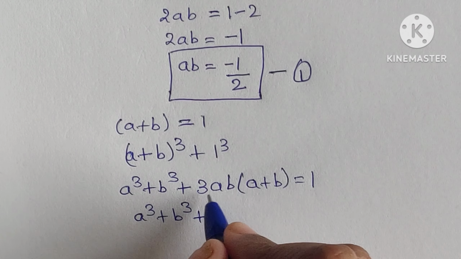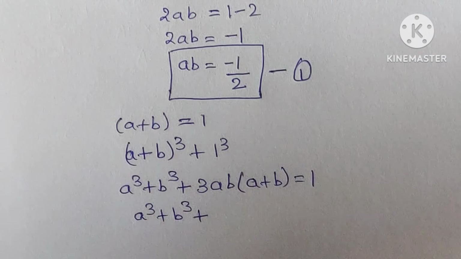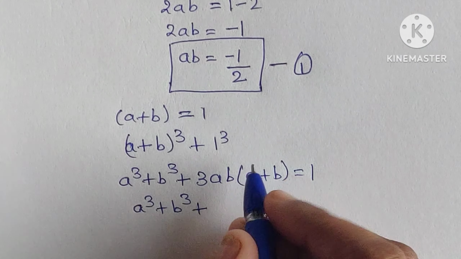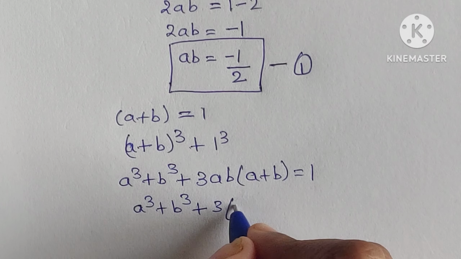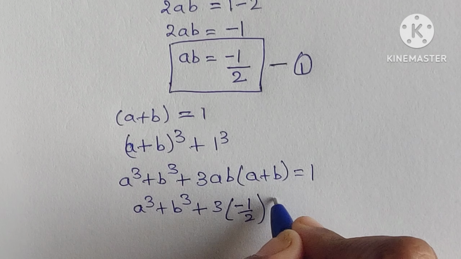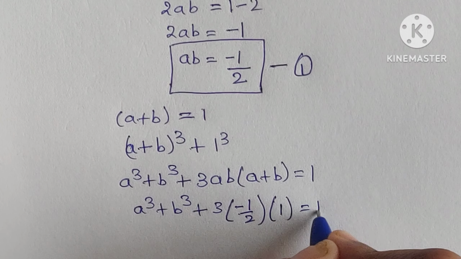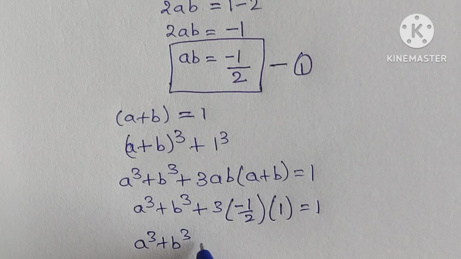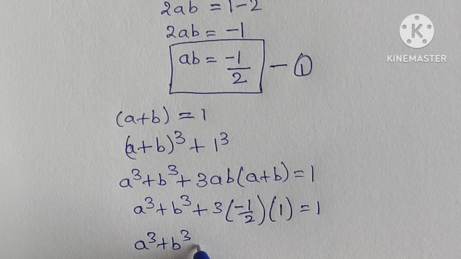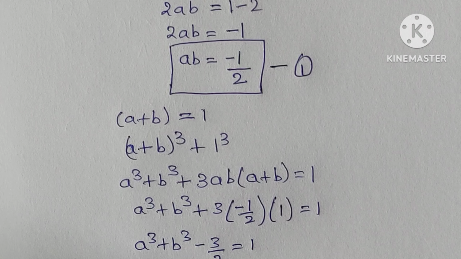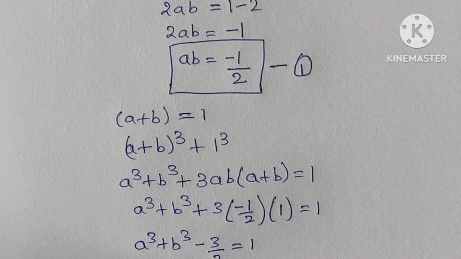So just substitute. We know this ab value. So 3 times ab value, which is minus 1 by 2, and a plus b value is 1, equal to 1. So a cube plus b cube, minus 3 by 2 equal to 1.